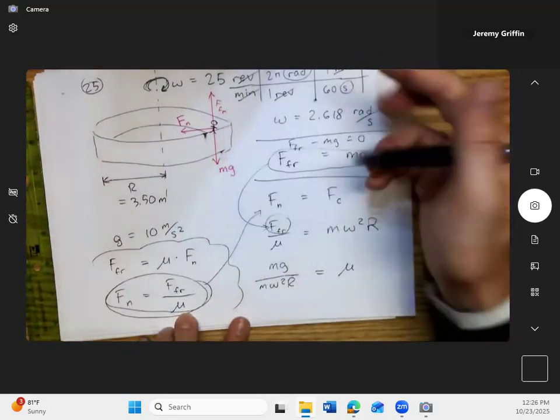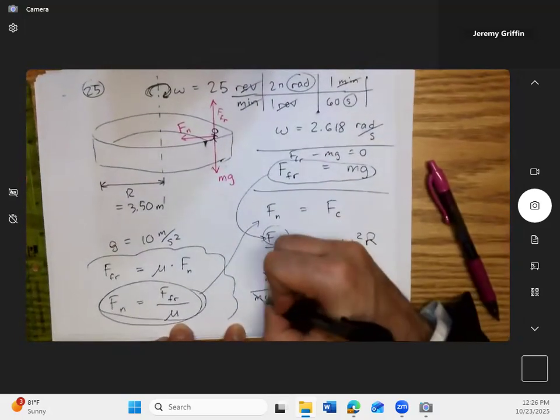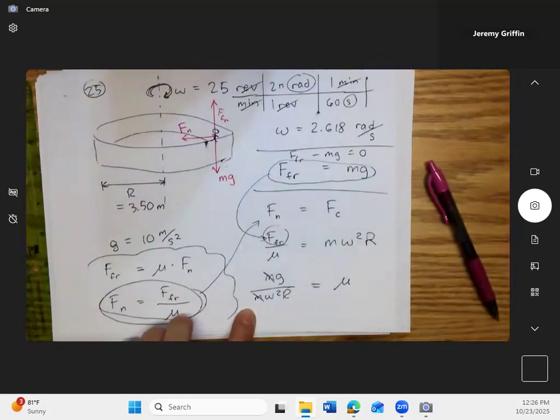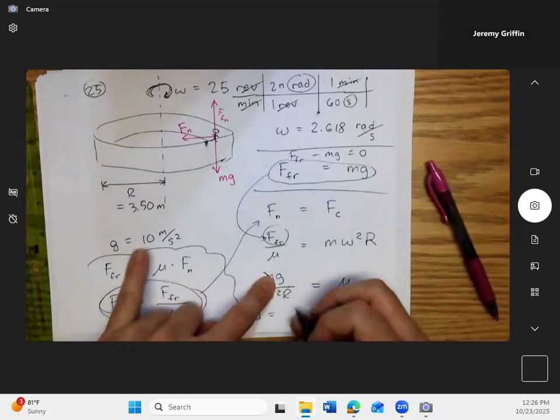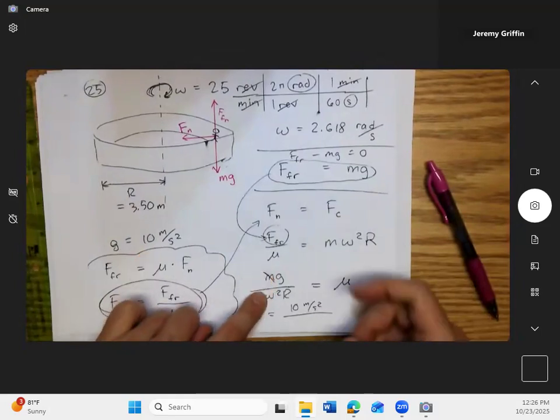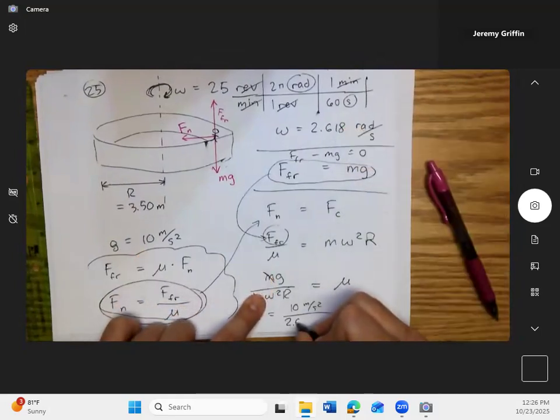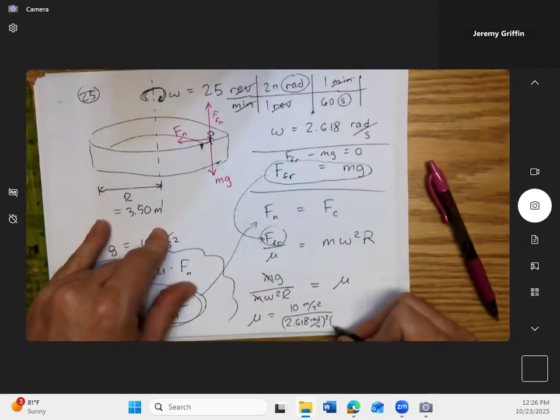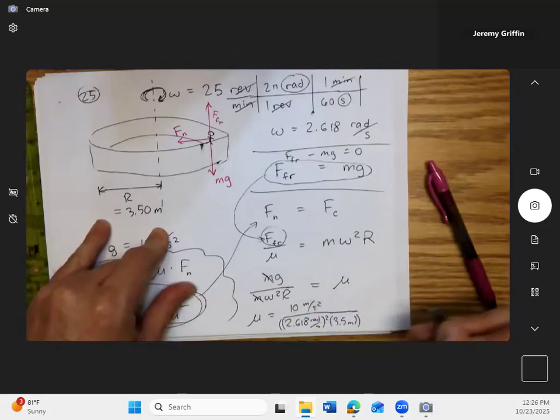The mass of the guy, they never mentioned the mass, because it cancels out. Doesn't matter, light person, heavy person. Everything else is just this. So the necessary coefficient of friction is, for g, pick your favorite, we would use 10 meters per second squared. Omega is 2.618 radians per second, and that's all being squared. And this radius is 3.5 meters. Divide down there.